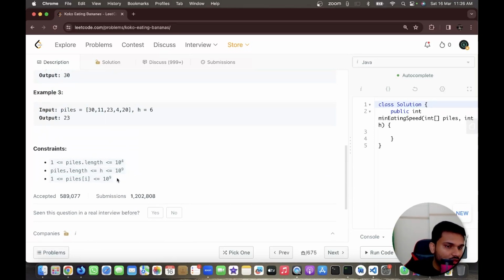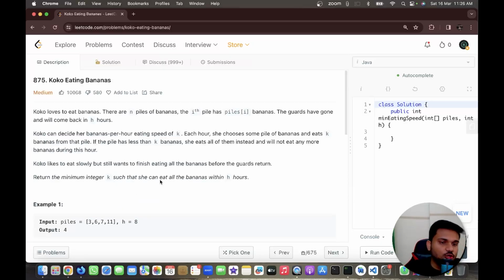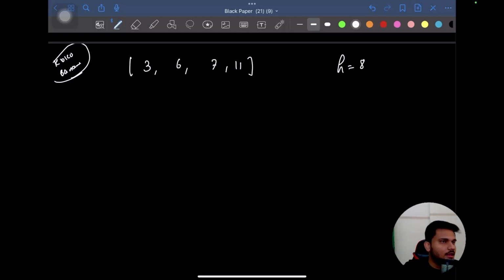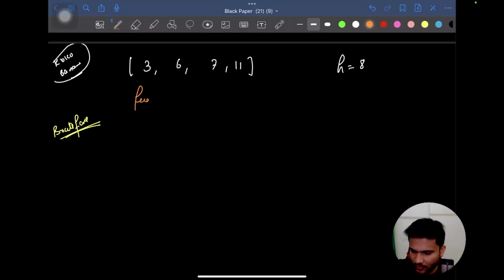And every element of the piles can be as big as 10 raised to the power 9. And you need to figure out the minimum speed with which Koko can start eating. Now, just think about it. If let's say we want to implement a brute force solution, what do we have to do? We have to find the minimum value of K. Find the minimum value of K. And what is K?